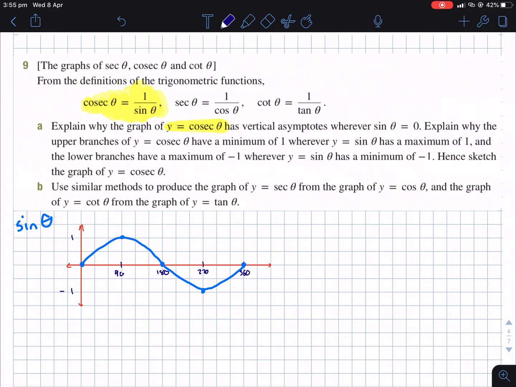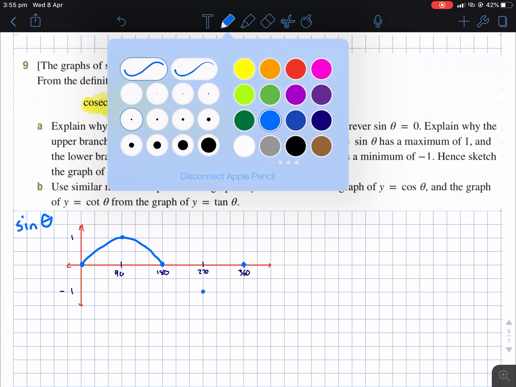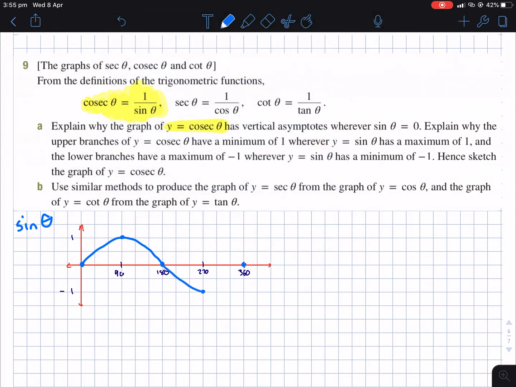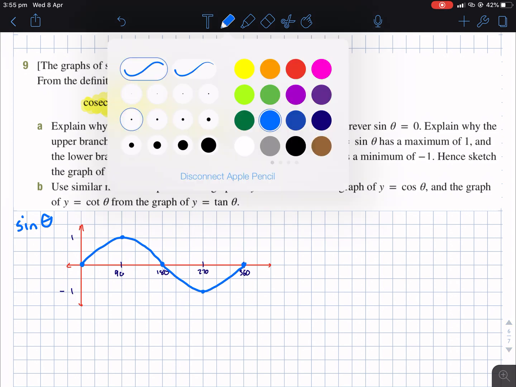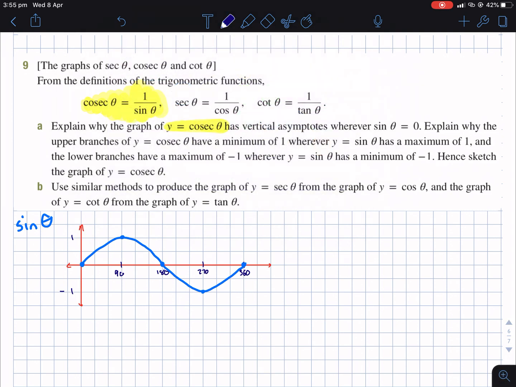I don't really care about any of the intermediate values. Although I could draw this to actually go through the points. There we go, that's better. Now, you can see from this, the reason I chose to draw this really quickly was sine 0 equals 0. Sine 180 equals 0, sine 360 equals 0.